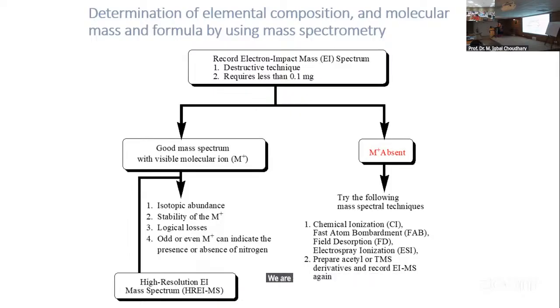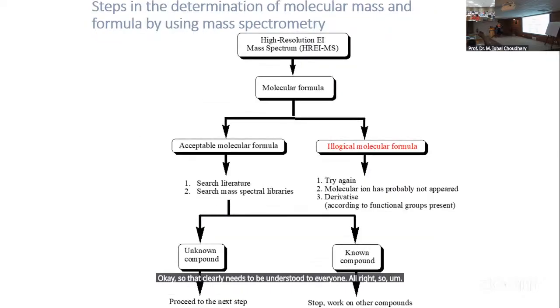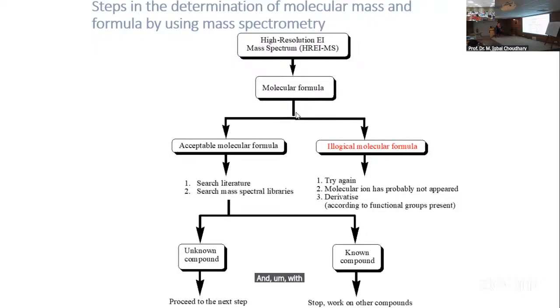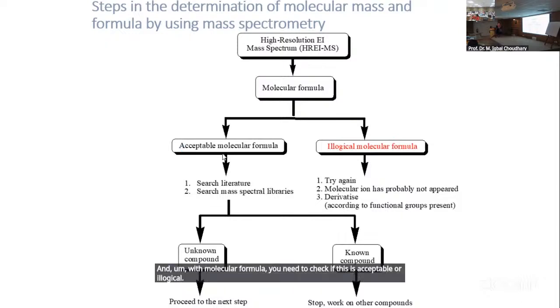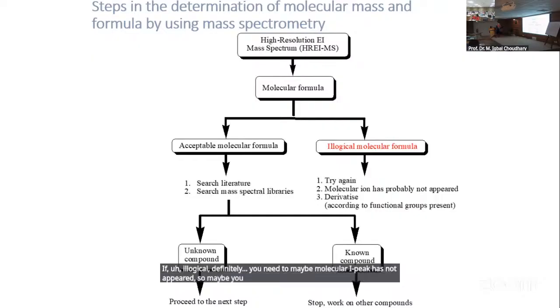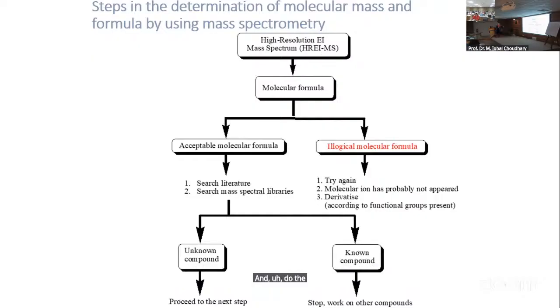We are using solution NMR, we are not using solid state NMR. Okay, so that theory needs to be understood by everyone. All right, once you have the HREIMS, then you can definitely get the molecular formula, and with the molecular formula, you need to check if this is acceptable or illogical. If illogical, maybe the molecular ion peak has not appeared, so maybe you need to go back and do the soft ionization technique, and check it.